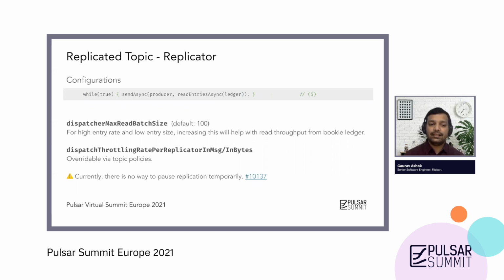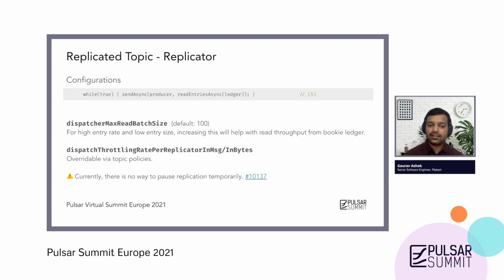Okay, while the replicator fetches the messages from the bookkeeper ledger, by default it will ask for a maximum of 100 entries. If again, same scenario, you have a high entry rate and the entry sizes are small, right? Then 100 entries per request might be too few, and that might become the bottleneck, and you might not get enough read throughput to replicate, and you might see replication lag again. So if the entries are small and the entry rate is high, then increasing it might help.